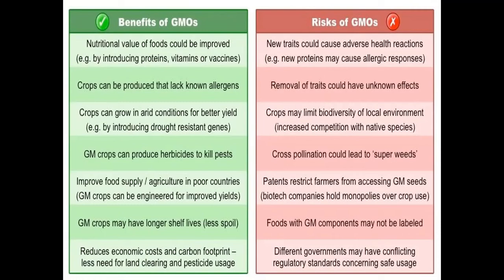Now, the risks of GMOs. As new traits are introduced, there must be some adverse health effects, some allergenicity. People think that if oncogenes are incorporated, then cancer can be regulated. The cancer genes can be regulated too. Removal of traits could have unknown effects. Cross pollination could lead to superweeds, and all this requires proper regulatory checks or standards to be consumed by the consumers.